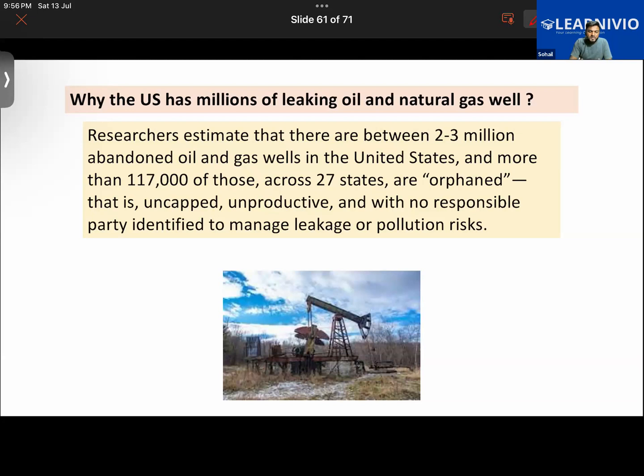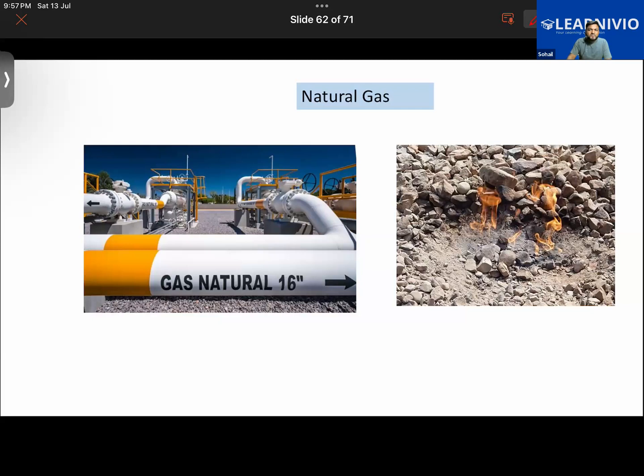Getting it now? Since these were now unproductive for them because they have used up the majority of the oil, they have extracted the majority of the oil and natural gas from that place. So they left it unsealed, or they haven't sealed it properly. Getting it now? Thereby leakage of oil and gas would continuously take place from that, and that would lead to pollution in that area. Got this now? So that is one of the problems. I thought that you guys should know.